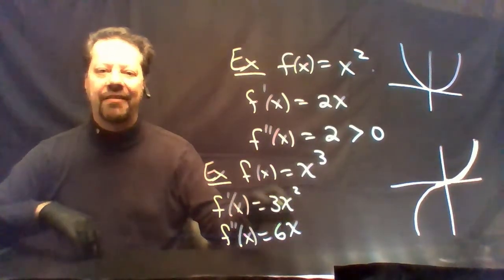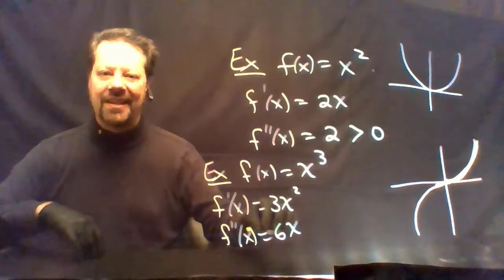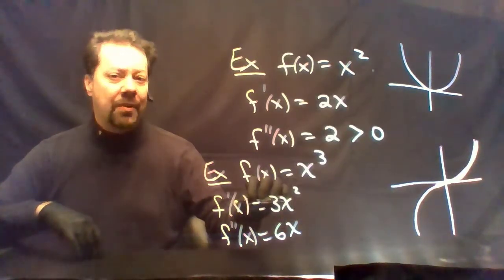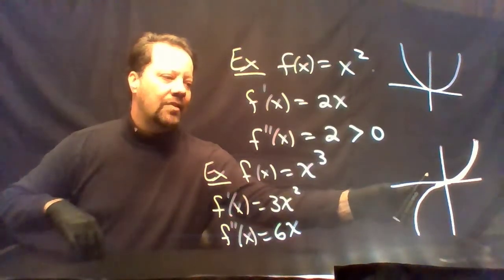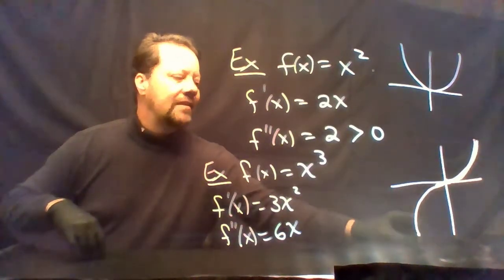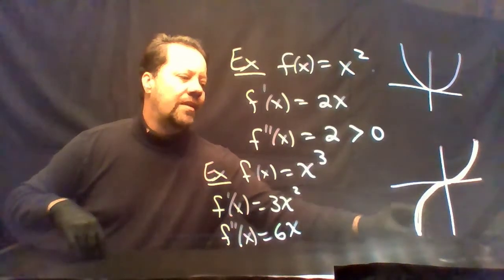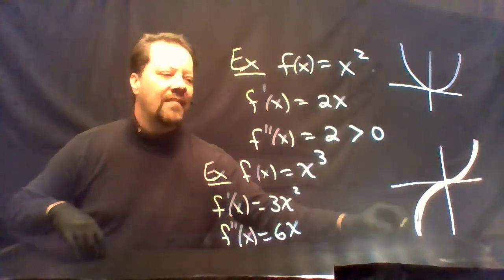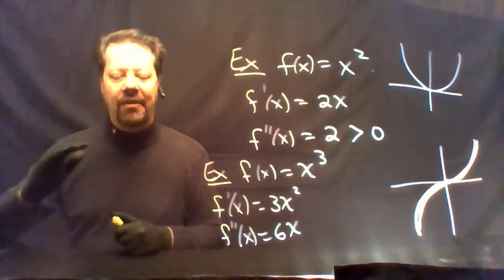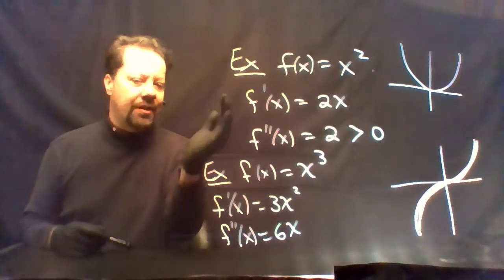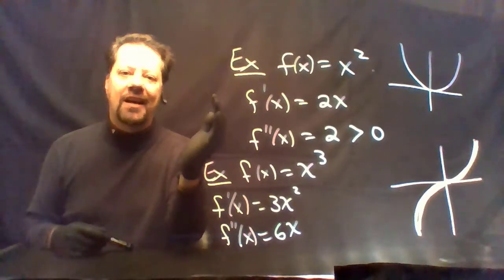But when x is negative, the second order derivative is negative, that means the first order derivative is decreasing. And you can see that on the graph. The slopes get less and less as you go towards the origin on the left-hand side. So on a portion of the domain, the curve is concave down. And on another portion of the domain, the curve is concave up.